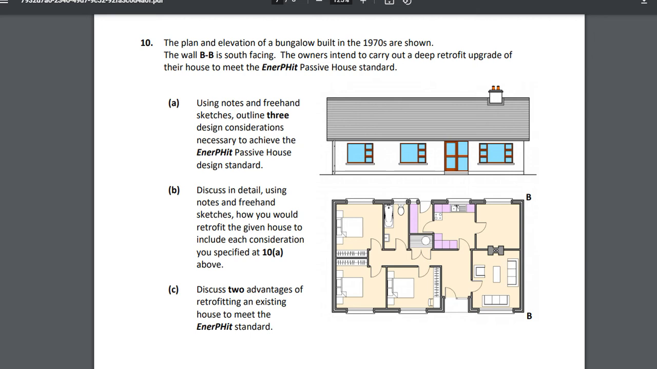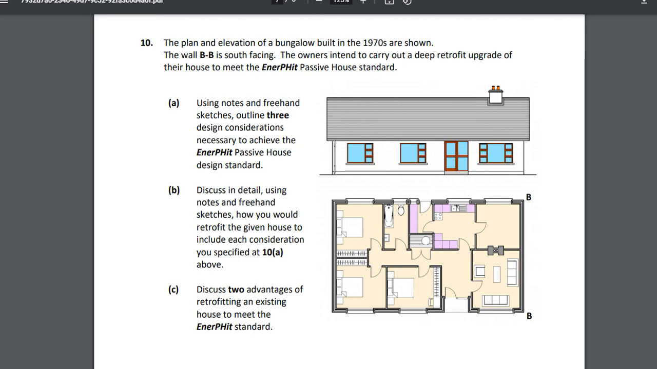Part B then, discuss in detail using notes and freehand sketches how you would retrofit the given house to include each consideration. So in other words, it's nearly a continuation of the same question. You're going to talk about them in part A, and then you're going to go into a little bit more detail on how you do it in part B.